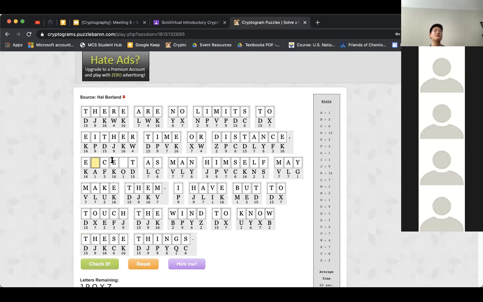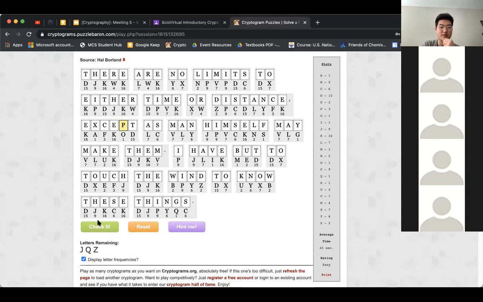Oh, I guess this is a hard one. Okay, I'll just read it. I'll read the rest of the quote out loud and see if you can anticipate what the next word should be. There are no limits to either time or distance, as man himself may make them. So it's talking about how there are no limits, and then there's this, yeah, except. I was gonna say there's this exception, but that kind of uses that in the word.